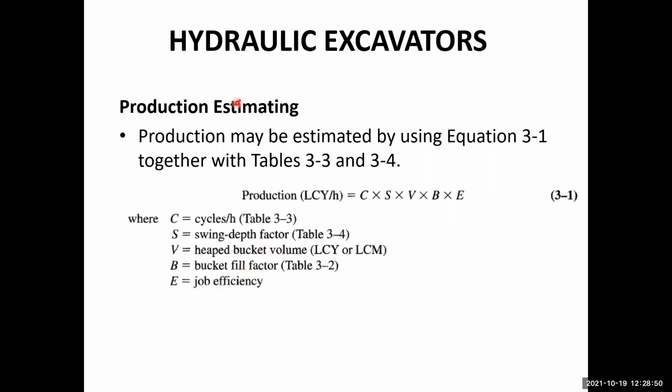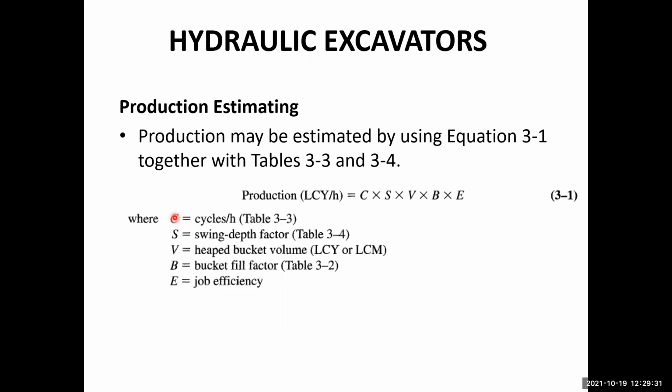Okay, so how do we estimate the production of such machines? There is a general formula for the production of such machines, which is C times S times V times B times E. So production may be estimated by using this equation together with the two other tables, 3-3 and 3-4. So C times S times V times B times E, what are these parameters? C is the number of cycles per hour. So first of all, we have to estimate how many cycles of operations a machine can make.